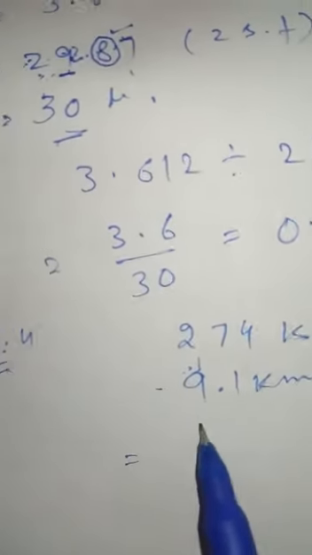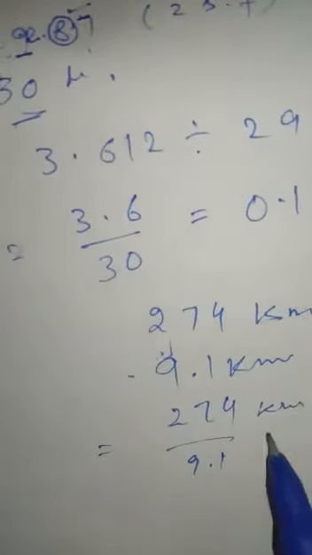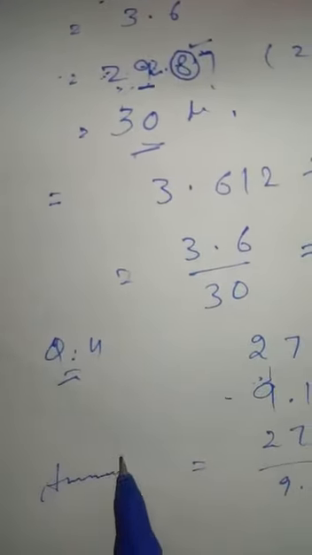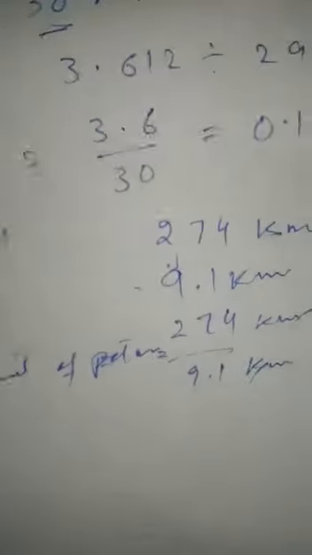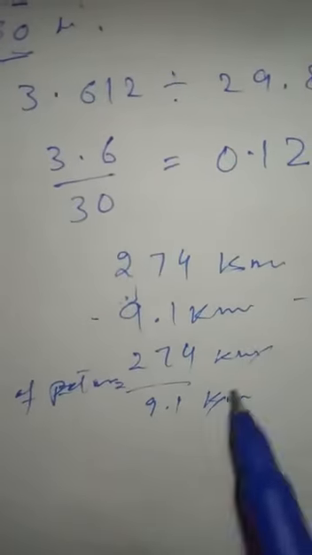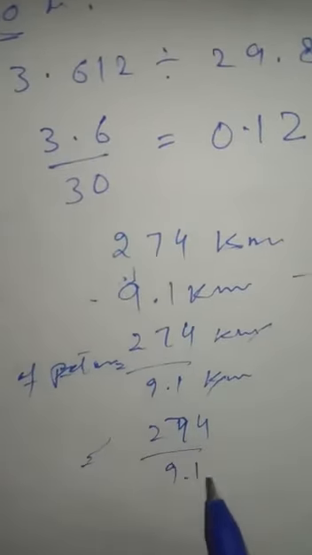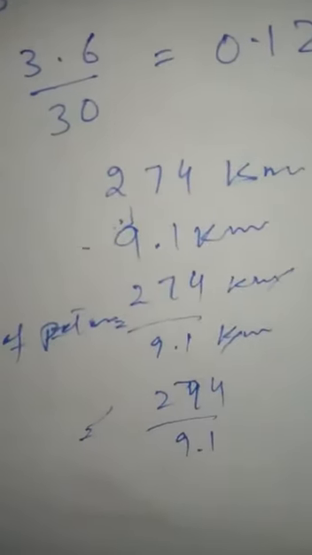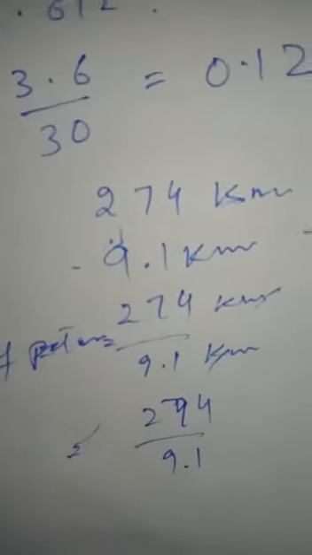In question number 4, the car travels 274 kilometers, at 9.1 kilometers per liter. So we do 274 divided by 9.1, kilometers divided by kilometers per liter, which gives the amount of petrol. They said to find the amount of petrol by estimation. When they ask for an estimation, we must round off our numbers. We round 274 divided by 9.1 to significant figures. Since they don't say how many, we round to two significant figures.